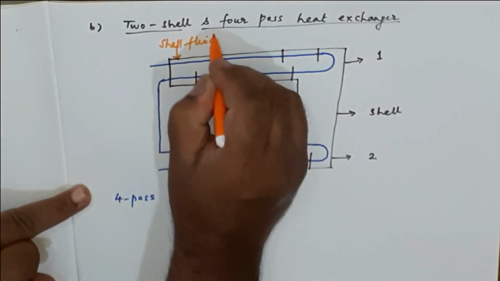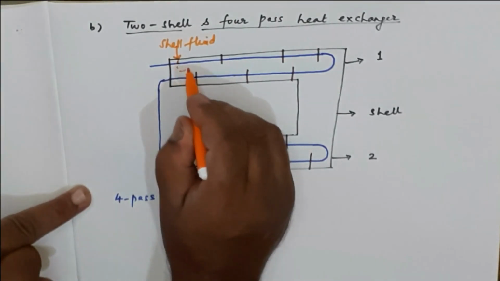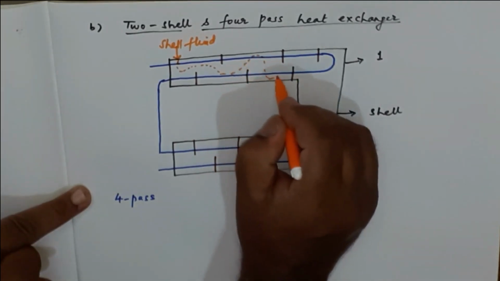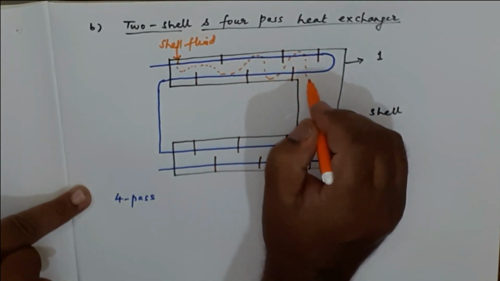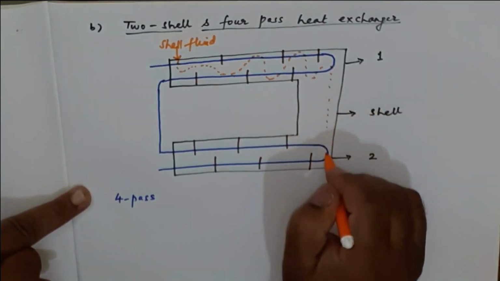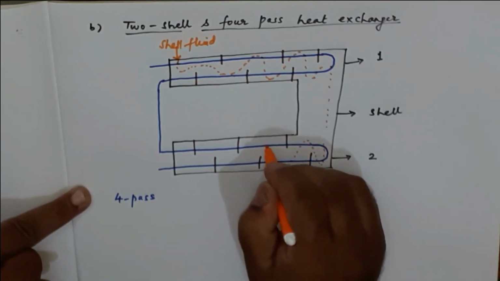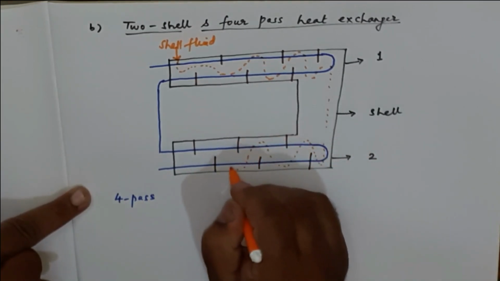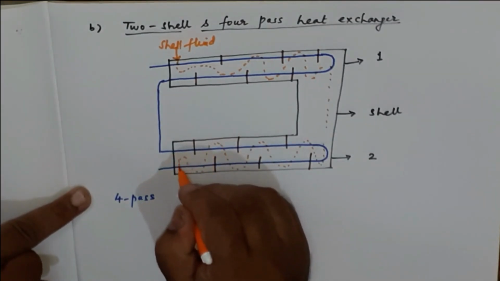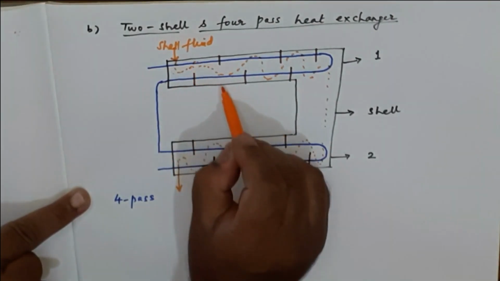The shell fluid, what happens? It enters here. Okay, fine. It enters here, flows here, flows here, flows here, goes here, goes here. See, it comes in contact with the pipe. You can see here, it goes here, comes in contact with both the tubes here. So both the tubes, you can see, and then finally it exits. So during the travel, it comes in contact with all the tubes.